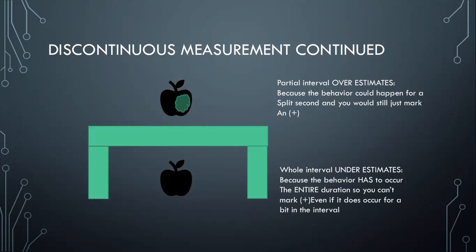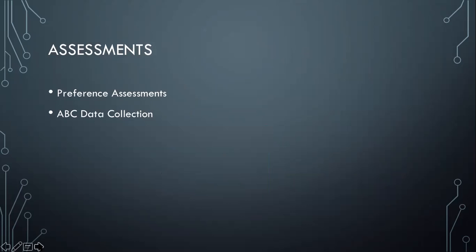So anyway, overestimates. Whole interval, because the behavior has to occur the entire interval for it to be marked, it has to be engaged in for the full 10 seconds, it will underestimate, because we cannot mark it as occurring if it only lasted 9 seconds. And that is something that they will ask on the exam. Any questions about measurement?